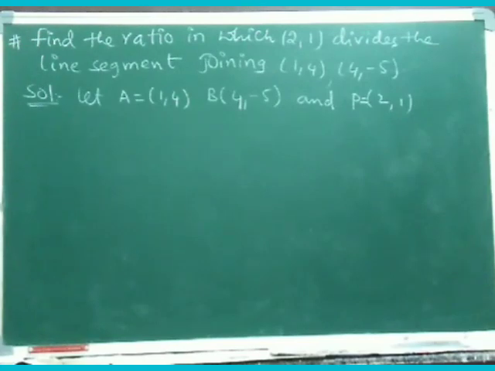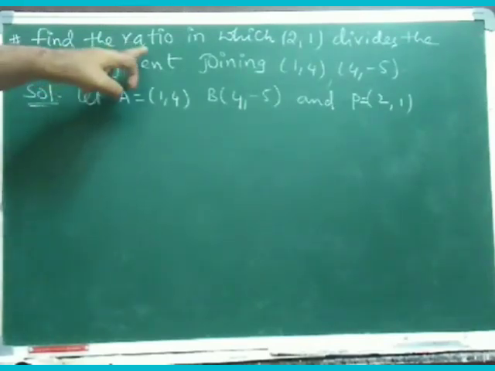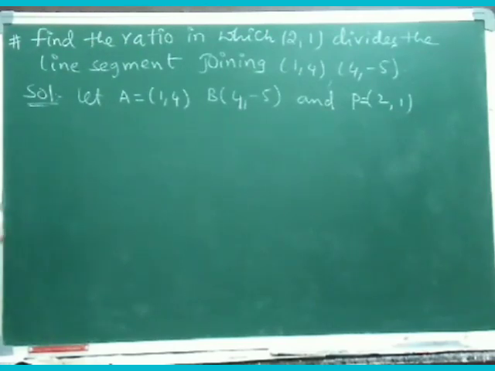So coming to the next problem: find the ratio in which (2, 1) divides the line segment joining the points (1, 4) and (4, -5). See, this time the question is to find the ratio. So this is a very important model.